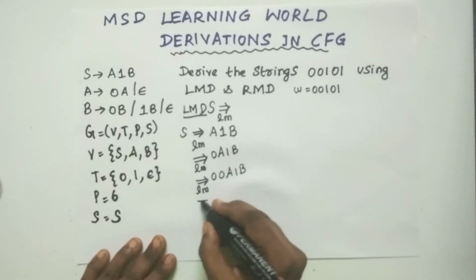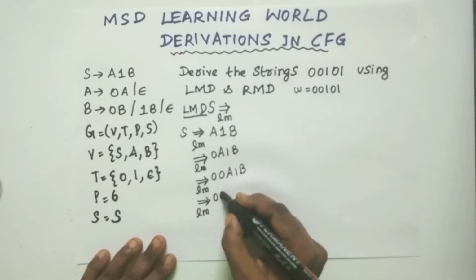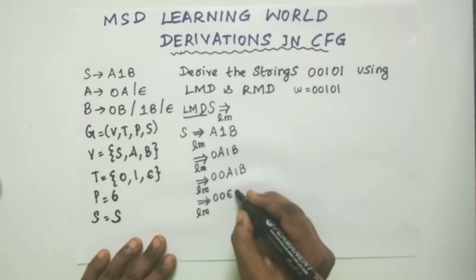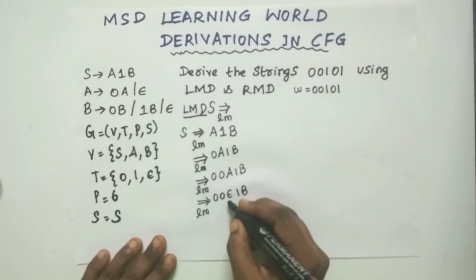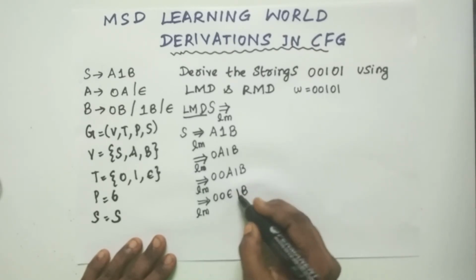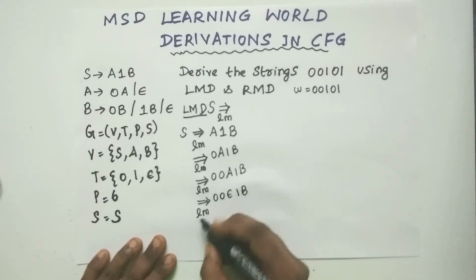Now for this A, I am going to derive epsilon, because your string contains only 2 zeros from A. So derive epsilon. Now epsilon is a terminal, so it is okay to show this epsilon, or you can just remove it while writing the next step. Now according to this, 5 symbols. B is the first non-terminal.